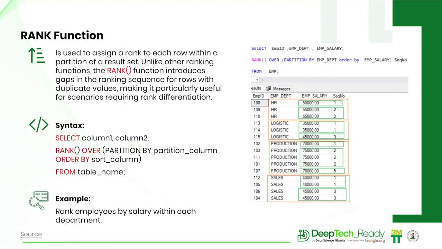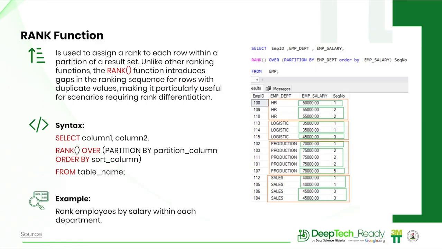This will now lead us to look at the rank function. The rank function is used to assign a rank to each row within a partition of a result set. Unlike other ranking functions, the rank function introduces a gap in the ranking sequence when there are duplicate values. This behavior is particularly useful in scenarios where you need to differentiate between rows that have the same value but still maintain the integrity of the ranking sequence.